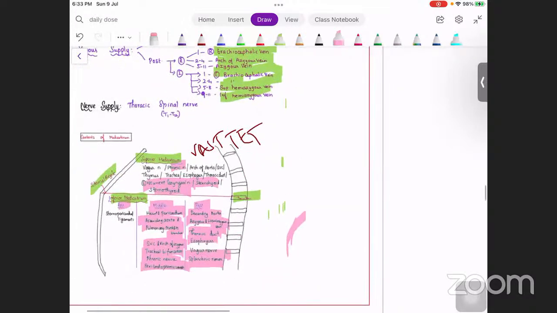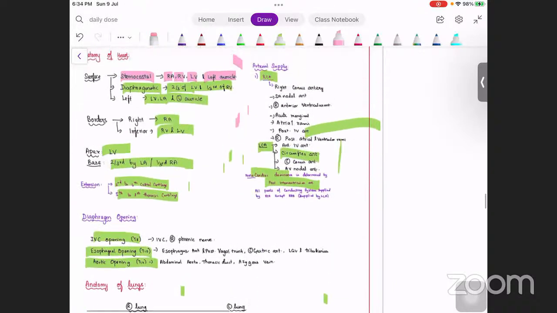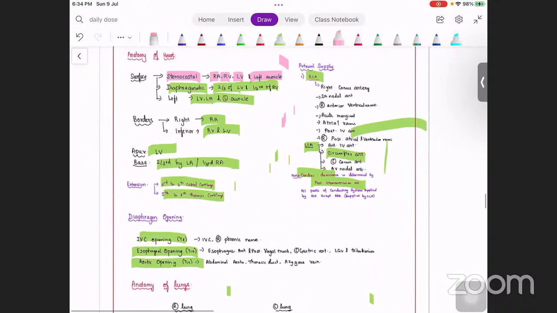Okay, nerve supply of your thorax is thoracic spinal nerve from T1 to T12. And apart from that, cardiac dominance is determined by posterior interventricular artery. If it arises from the RCA, right cardiac dominance; LCA, left cardiac dominance. IVC opening on diaphragm is at the vertebral level of T8, esophageal is T10, aortic opening is T12.